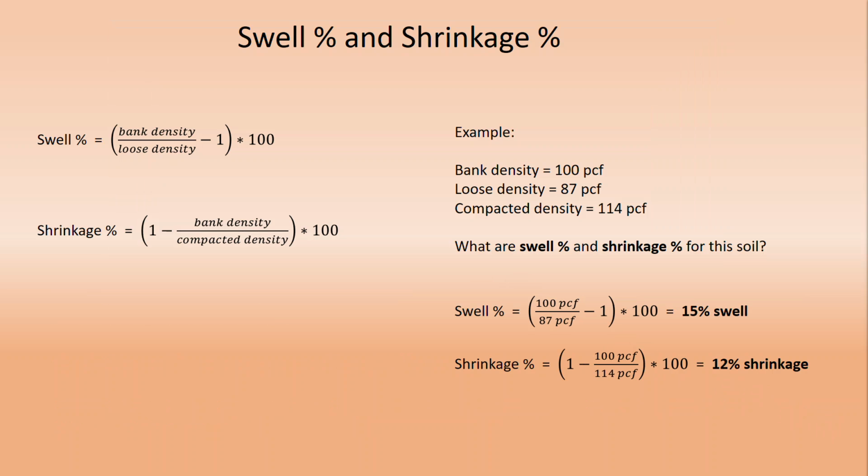So just a quick discussion on how some of these variables are calculated. Your swell percentage is simply the soil's bank density divided by its loose density, minus 1, and then times 100 to put it in terms of a percentage. And the shrinkage percentage is kind of the reverse. It's 1 minus the bank density over your compacted density, times 100 to put it in terms of a percentage.